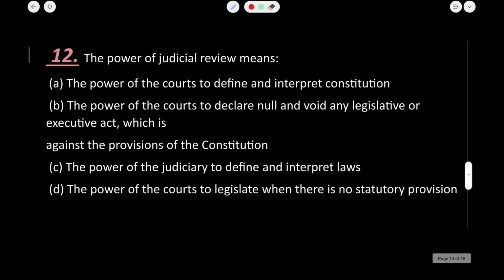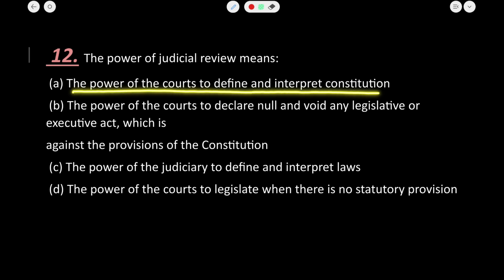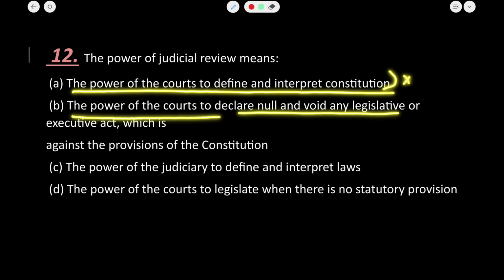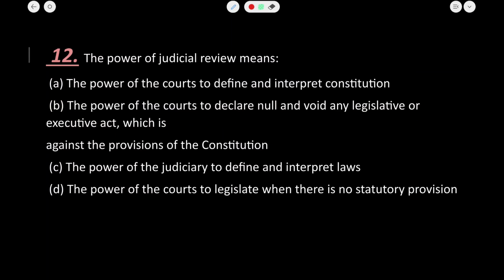Now let us see the next question. The power of judicial review means the power of the court to define and interpret the constitution? No. The power of the courts to declare null and void any legislation or executive act which is against the provision of the constitution? Yes, the statement B is absolutely correct. Also, you need to know that this judicial review is nowhere mentioned under the Constitution of India.